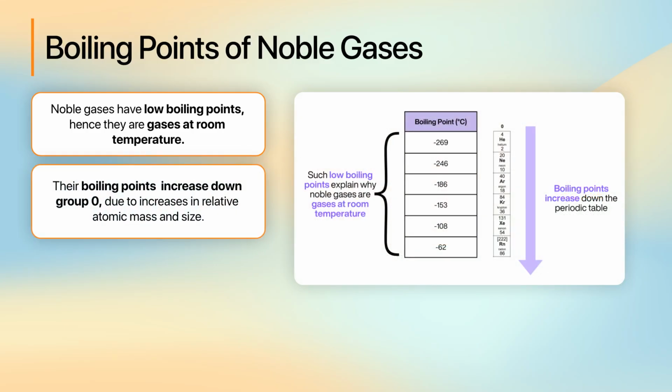Secondly, their boiling point increases down group 0. When you look at the periodic table, you'll notice that as you move down group 0, from helium, He, to radon, Rn, the boiling points of noble gases increase. This trend is systematic and can be attributed to increases in relative atomic mass and atomic size.